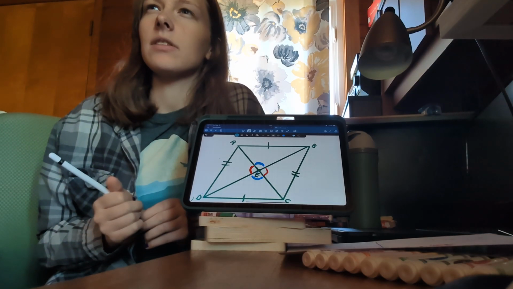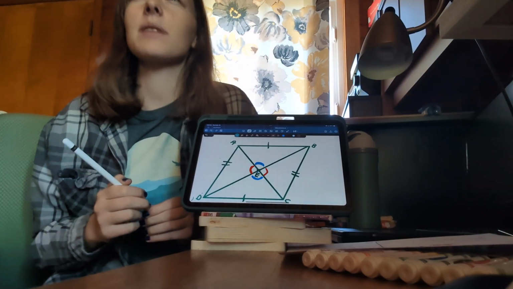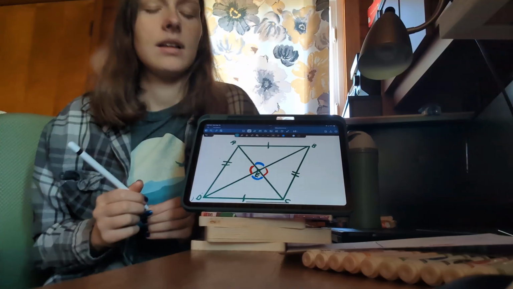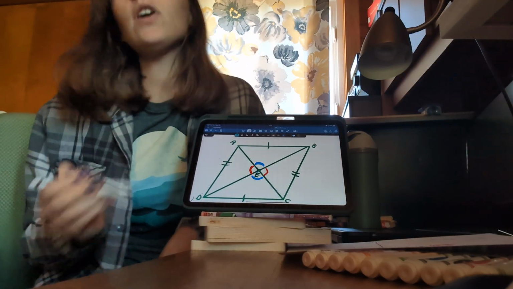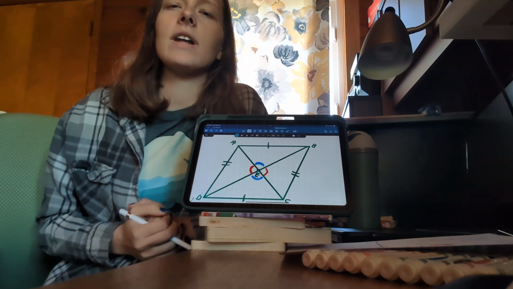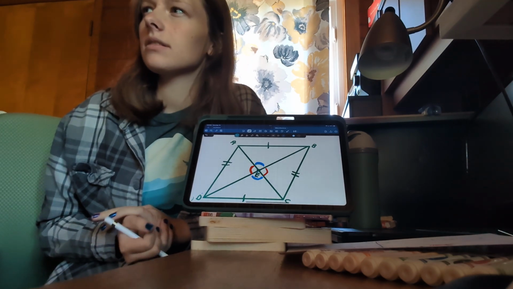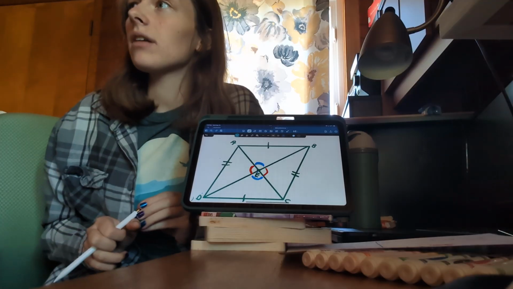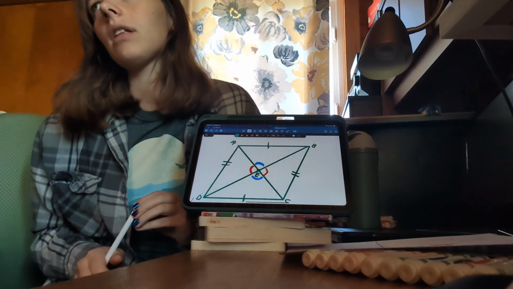Alternate interior angles. I actually saw quite a few of you use alternate interior angles. I think Peter also used this. So Heather says, first of all, let's talk about what alternate interior angles are. What do we need for that? Two parallel lines. So which lines are parallel?